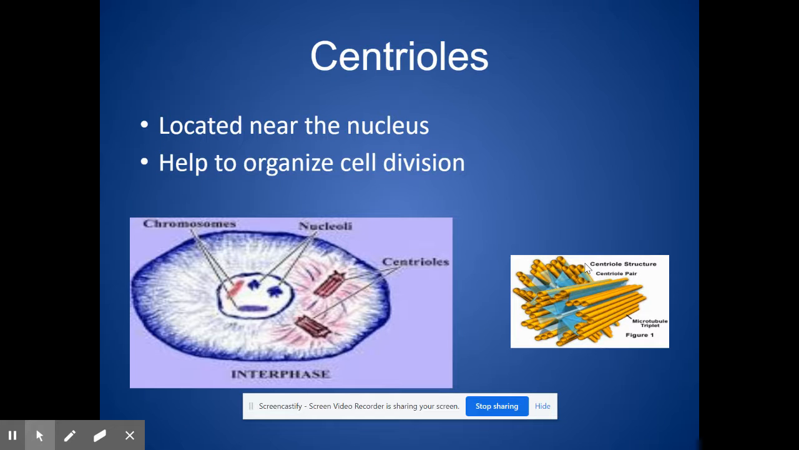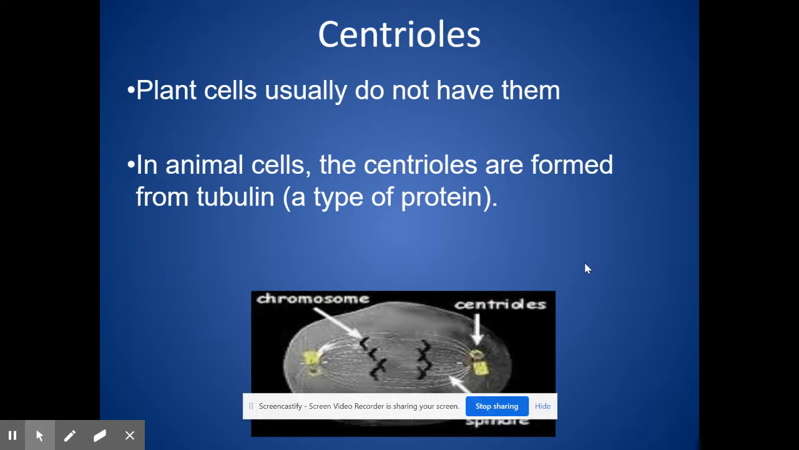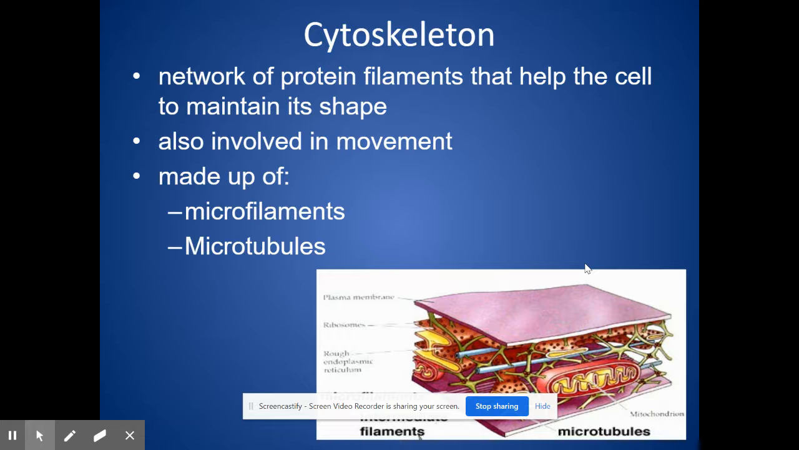Centrioles. These are located near the nucleus, and they help to organize cell division. You can kind of think of them as maybe the secretary of the cell, keeping things organized. Plant cells usually do not have them, but in animal cells, the centrioles are formed from a type of protein called tubulin. Cytoskeleton, you can think of these as like the beams in your house that help keep the house's shape. So they help keep the cell shape, and they're made up of microfilaments and microtubules.